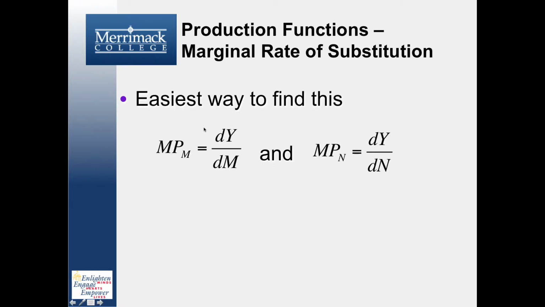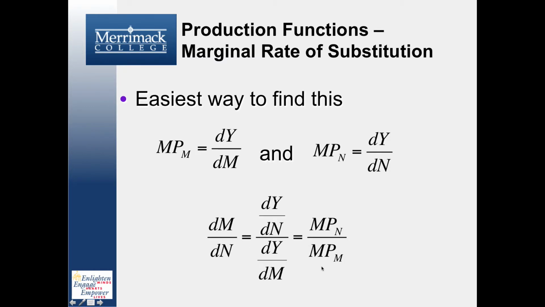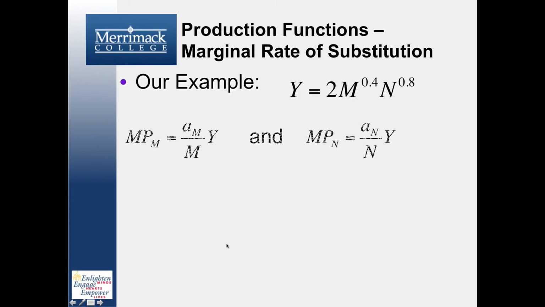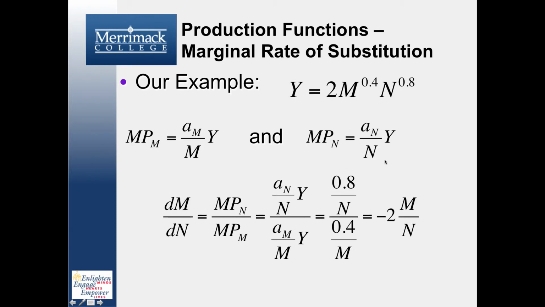The easiest way to find this is to use the marginal product. So we know these are the marginal products. If we put them together, you can see the ratio of the marginal products. The inverse ratio of the marginal products is equal to the rate of substitution. So, in our example, the marginal product of m is this, the marginal product of n is this. If we plug those in, this is the rate of substitution in general.